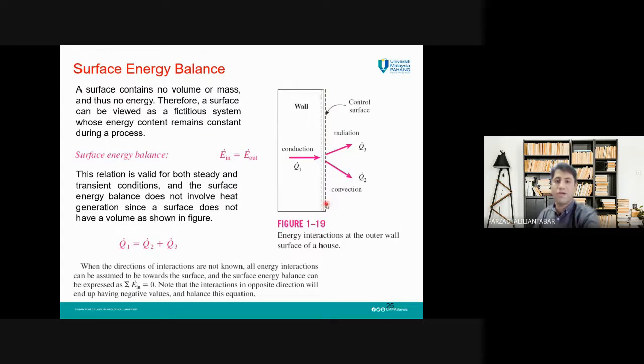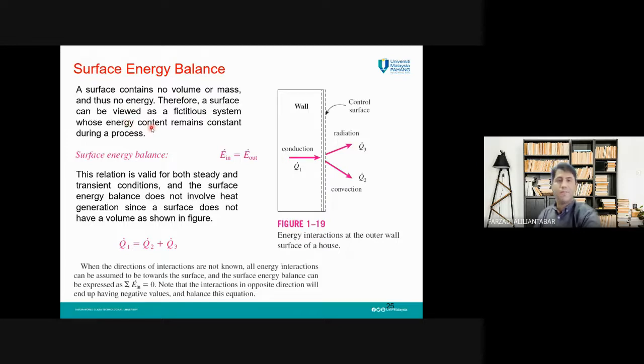Like what you can see here, we have a wall and its surface. For example, if by conduction Q dot 1 is transferred from the wall to the surface, then the heat transfer from the surface to the surrounding by radiation and convection, the summation of these two, will be equal to this one. Q dot 1 will be equal to Q dot 2 plus Q dot 3. Why can we write this equation? As I said, because we don't have any heat generation in the wall. A surface contains no volume or mass, so it doesn't have any energy, so energy is not generated in it.